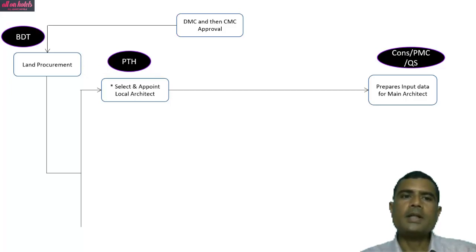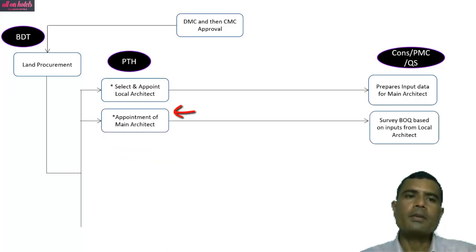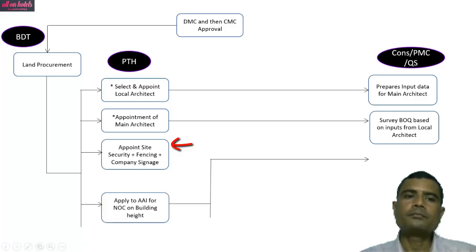Then project team at hotel, they select and appoint local architects. Then the consultant or PMC prepares input data for the main architect. Project team at hotel, they do appointment of the main architect, and PMC or consultant, they do survey and bill of quantity based on inputs from the local architect. Then project team at hotel, they appoint site security, do the fencing, and put up company signages.